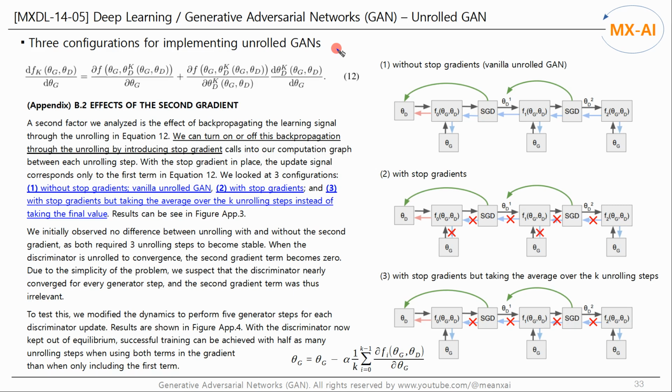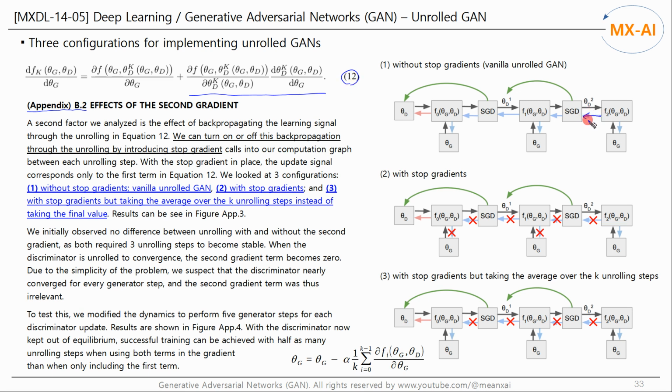Before implementing the unrolled GAN model in code, let's first look at the 3 ways to implement the unrolled GAN presented in the paper. Let's look at Appendix B.2 of the paper. A second factor we analyzed is the effect of backpropagating the learning signal through the unrolling in equation 12.